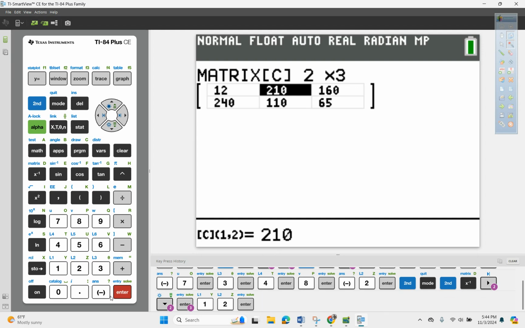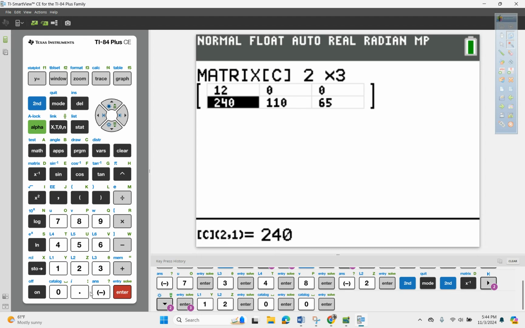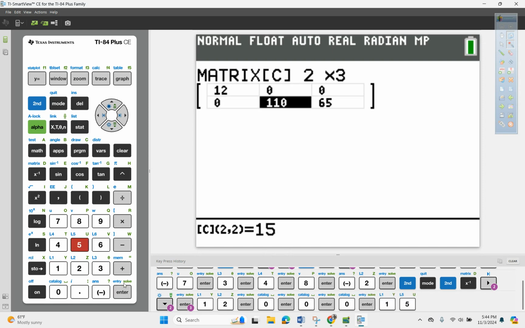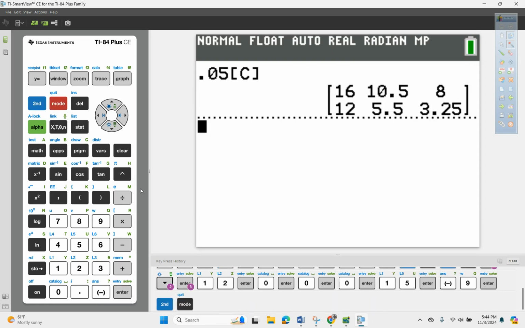And then enter, and then 0, enter, 0, enter, 0 again, enter, 15, and negative 9. And then enter. Okay, so I'm going to quit. Got that edited or typed in.